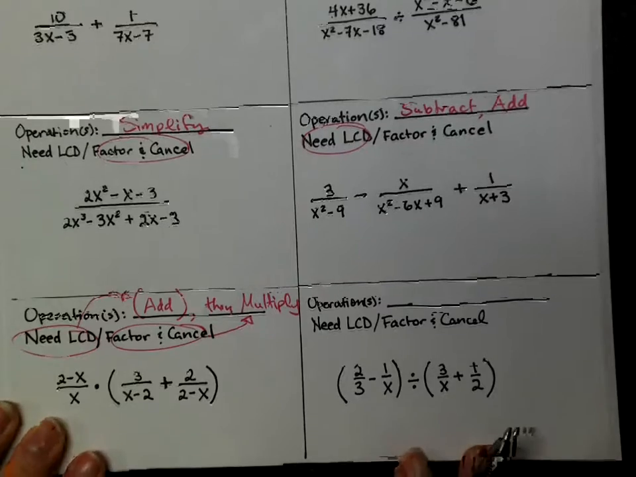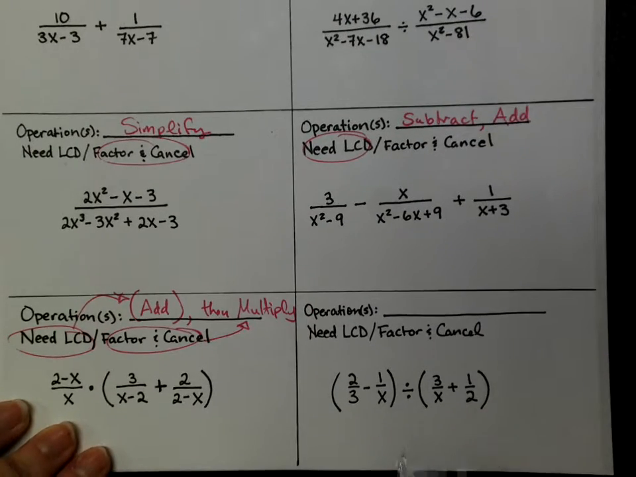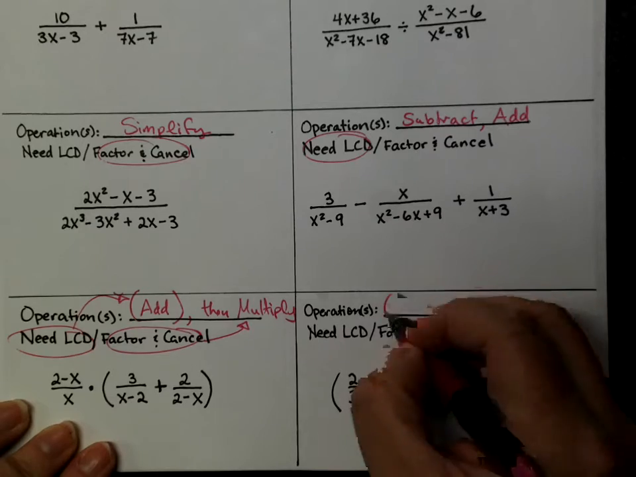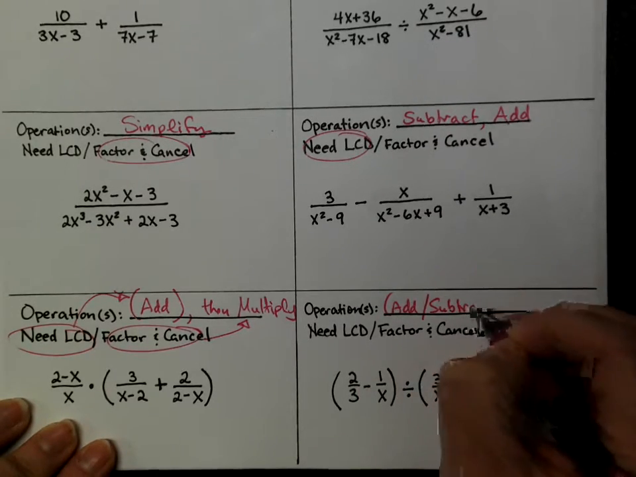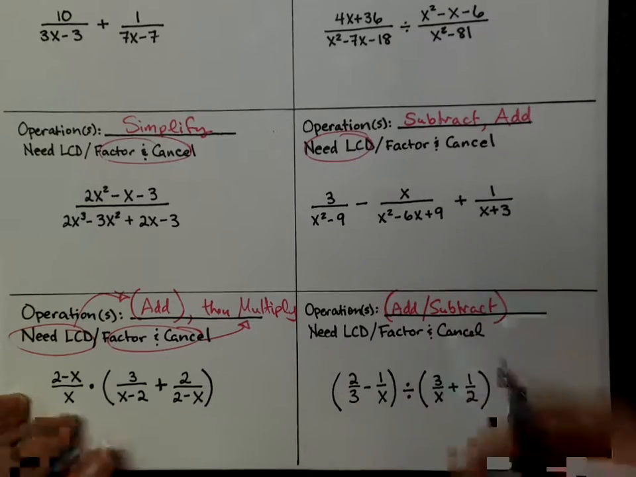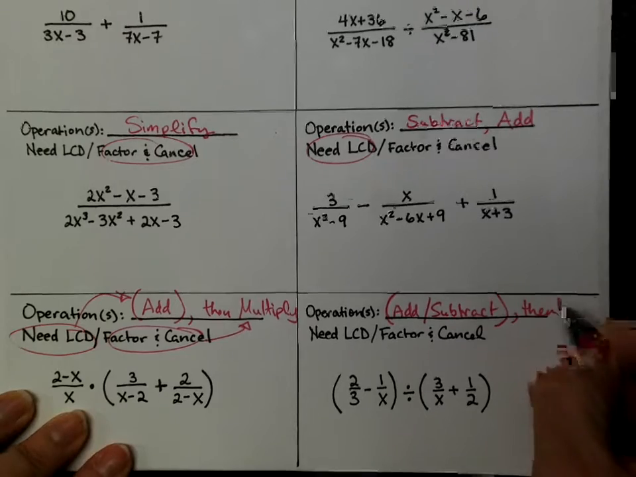What operations do we have here? Division. And what comes first? The parentheses, which can include adding and subtracting, so we can do those at the same time. So we're adding and subtracting. The parentheses tell us to do that first, and then divide.